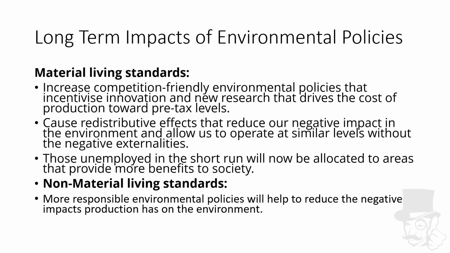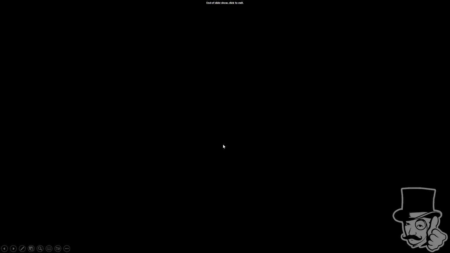we should see that material living standards increase as we find alternative forms of production which are more environmentally friendly. As you know, the higher cost of producing carbon will force some industries to find new ways to produce goods and services which are more cost effective but also reduce their CO2 emissions. So these redistributive effects will allow our environment to thrive also, and hopefully allow us to produce at a similar level to what we did before the carbon tax was introduced. So those unemployed in the short run will now be allocated in areas that provide more benefits to society, and non-material living standards will improve because environmental policies will reduce the negative impact production has on the environment. And that's it.